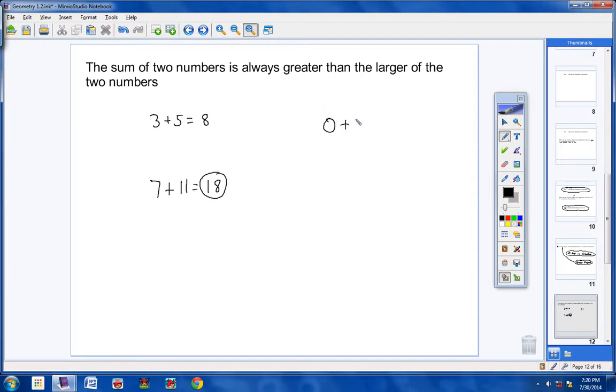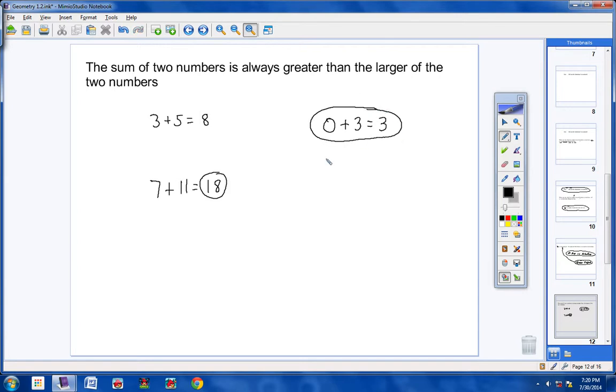0 plus 3 equals 3. That's a counterexample because 0 plus 3 is 3. Is 3 larger than 0? Yes, it is. But is 3 larger than 3? No, it is not. And so I just proved this conjecture false by using this counterexample right here.